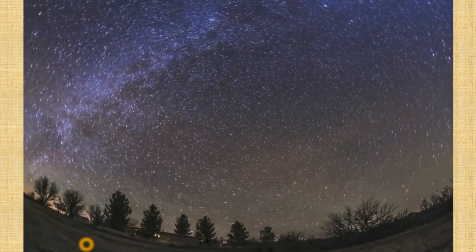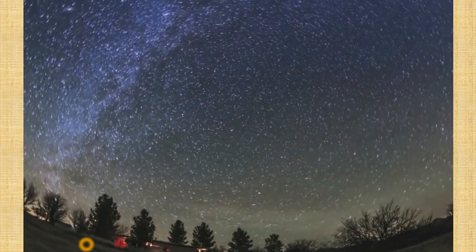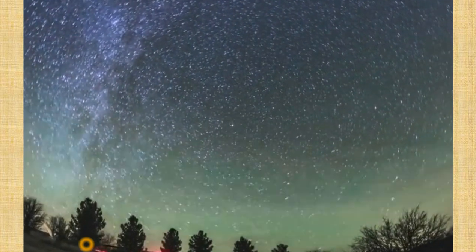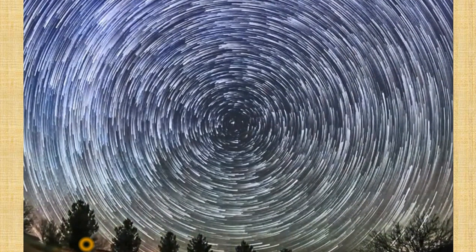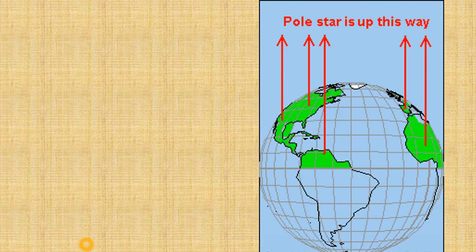From this we can say that the pole star doesn't change its position when all other stars change their position. So because of this one particular property, we can use the pole star for determining your latitude if you are in the northern hemisphere. Right? Now, moving on, why is it important?